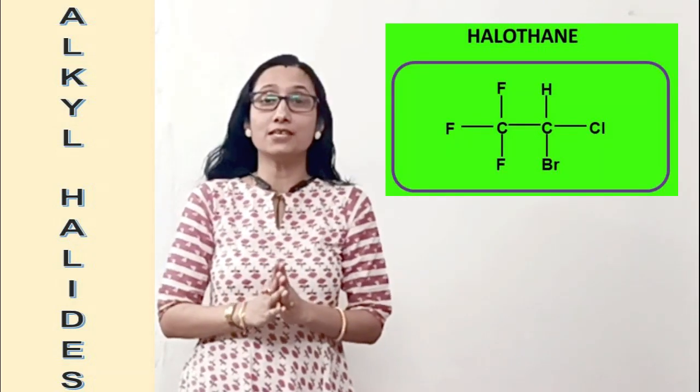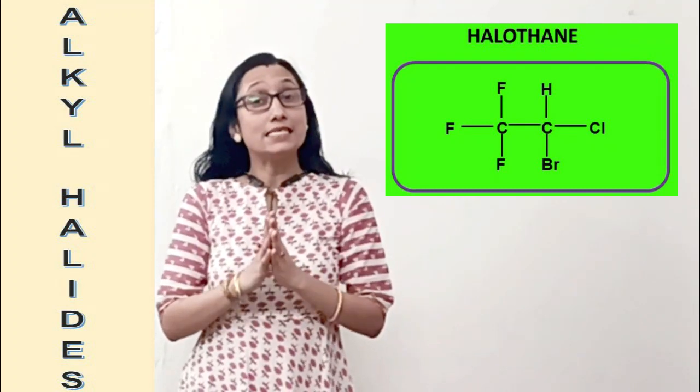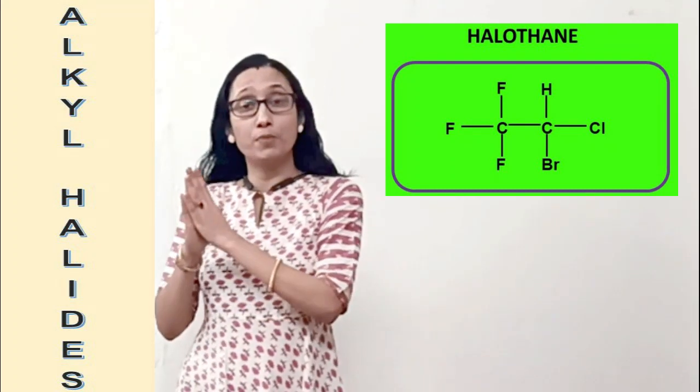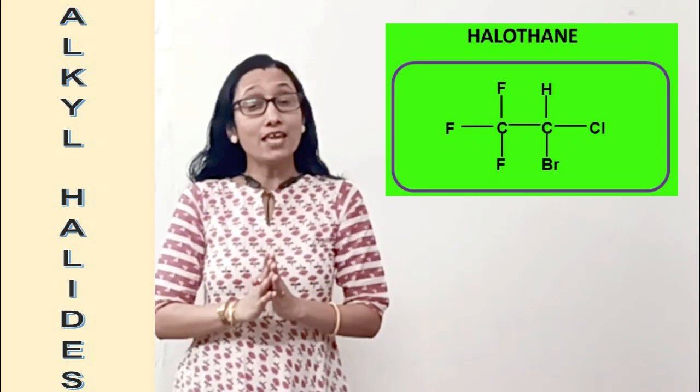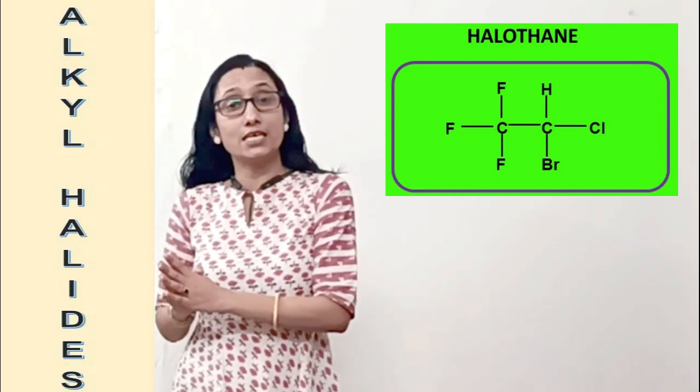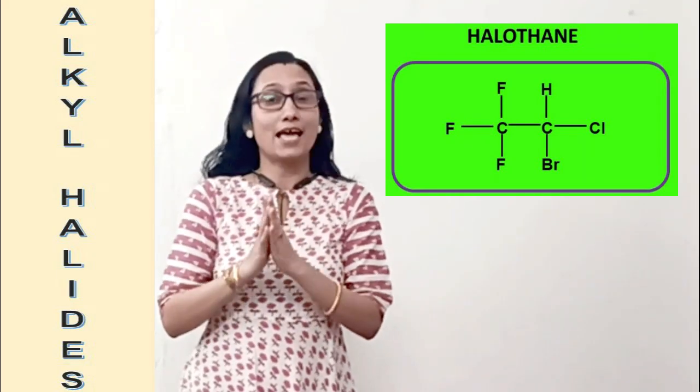This includes synthetic plastic polymer like PVC, insecticides like DDT, lindane, insulating fluids like PCB, that is polychlorinated biphenyl, and chlorofluorocarbons like freons. Do you know what is halothane? Halothane is an inhalation anesthetic with formula CF3CHBrCl. This inhalation anesthetic halothane derives its biological activity from polar carbon-halogen bond.